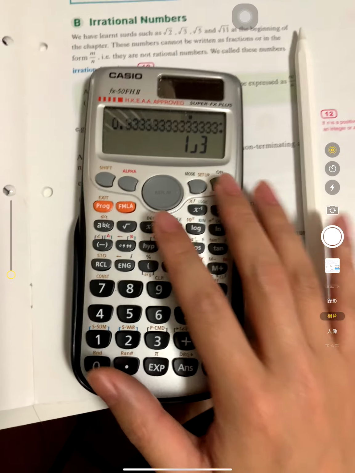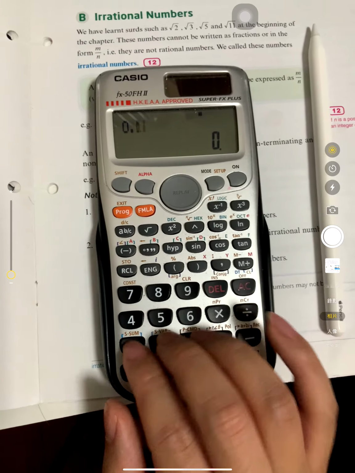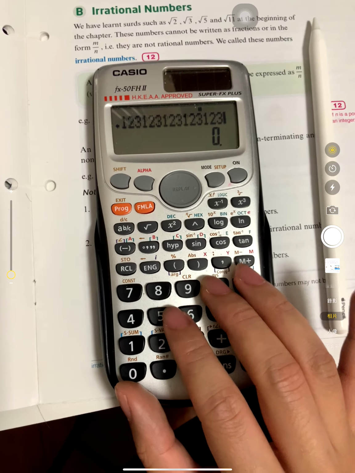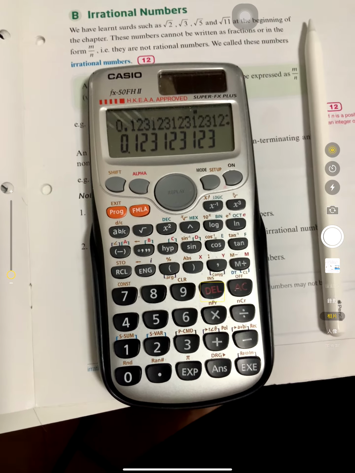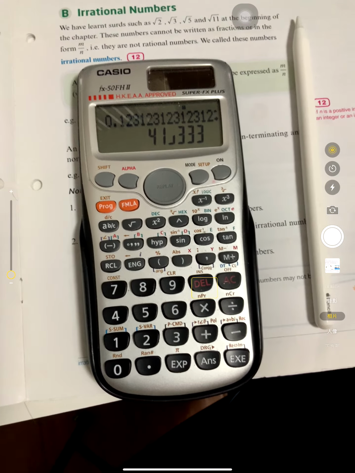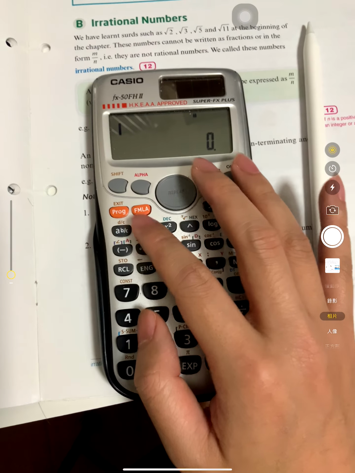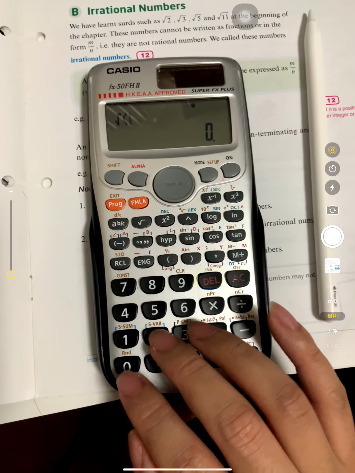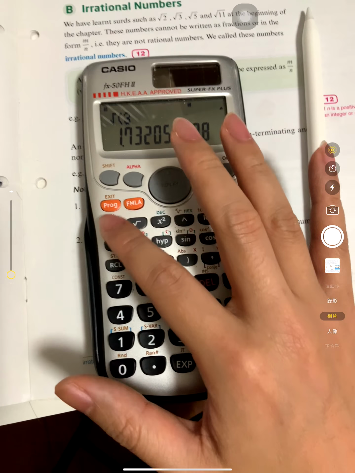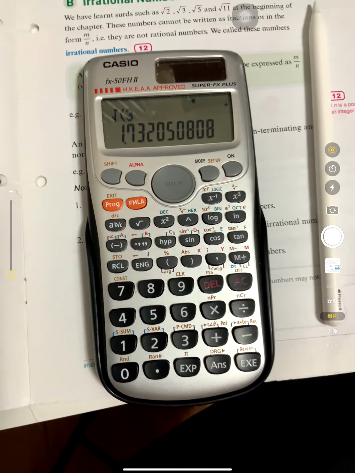Okay. For example, 0.123123123123123123. Oh, sorry, this one. Okay, and then again shift, and then this one. You can see we can get the answer. Okay. How about for the third form, for square root 3? This one, shift, and then this one. You can see no change, right?